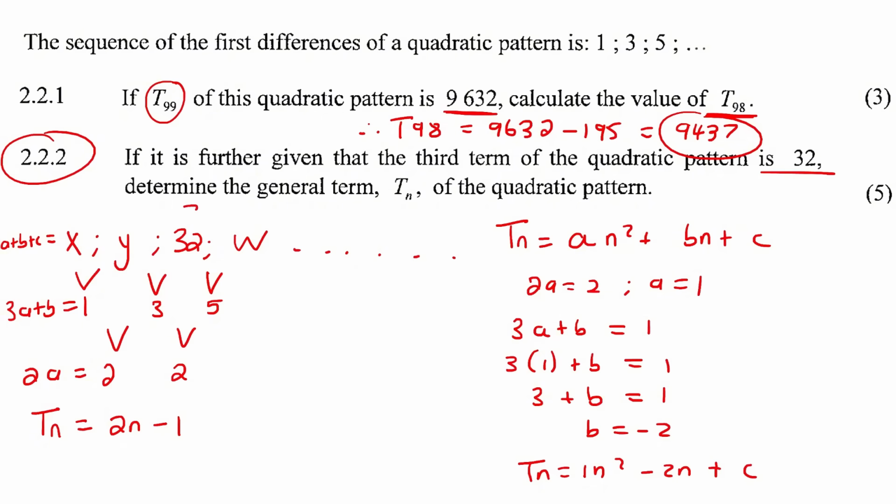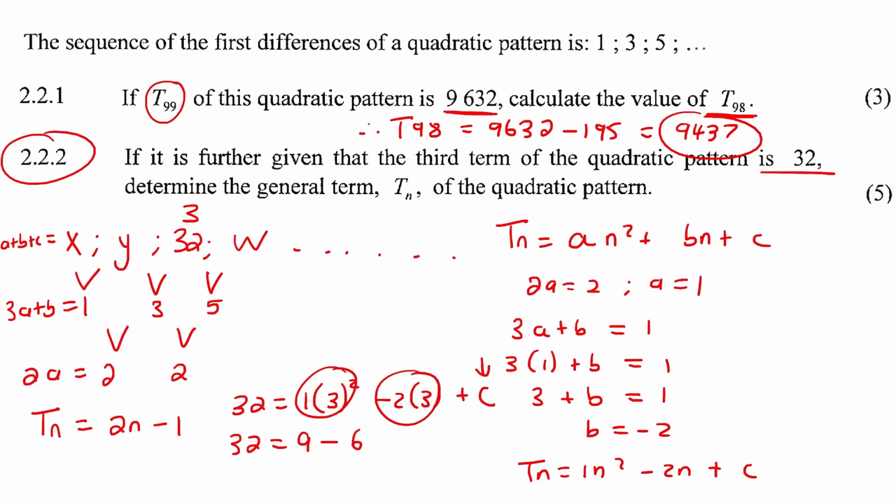But we do know that term 3 is 32, so we can fill that in over here. We can say 32 equals, and wherever you see an n, you can replace it with a 3 because it's term 3. And then look at that, the only unknown is c. So this becomes 9, this becomes 6, and if we solve, we should eventually end up with 29 is equal to c, and so the final formula will be 1n squared. You can even just say n squared if you want.